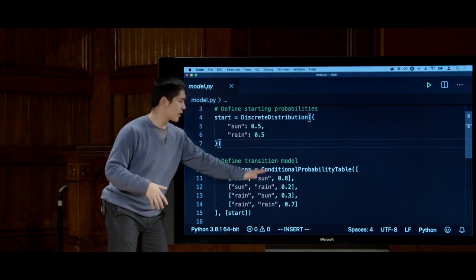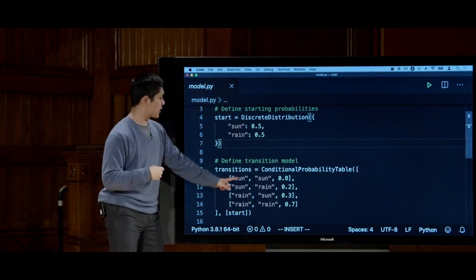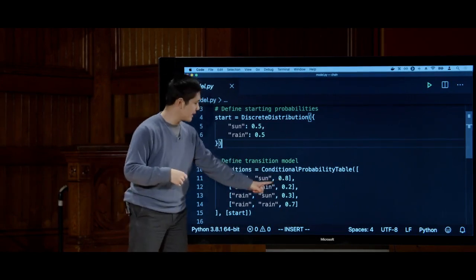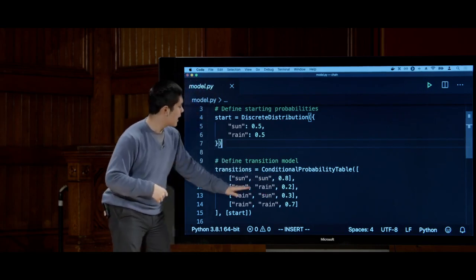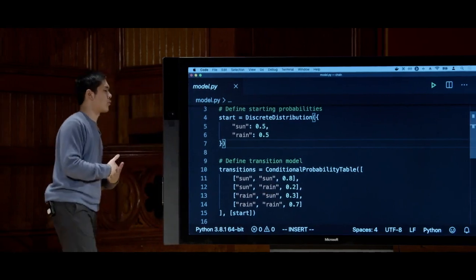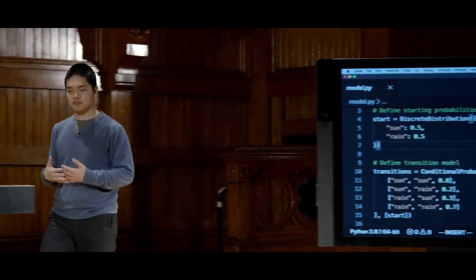And here I've encoded that exact same matrix from before: if it was sunny today, then with probability 0.8 it will be sunny tomorrow, and it'll be rainy tomorrow with probability 0.2. And I likewise have another distribution for if it was raining today instead. And so that alone defines the Markov model. You can begin to answer questions using that model.